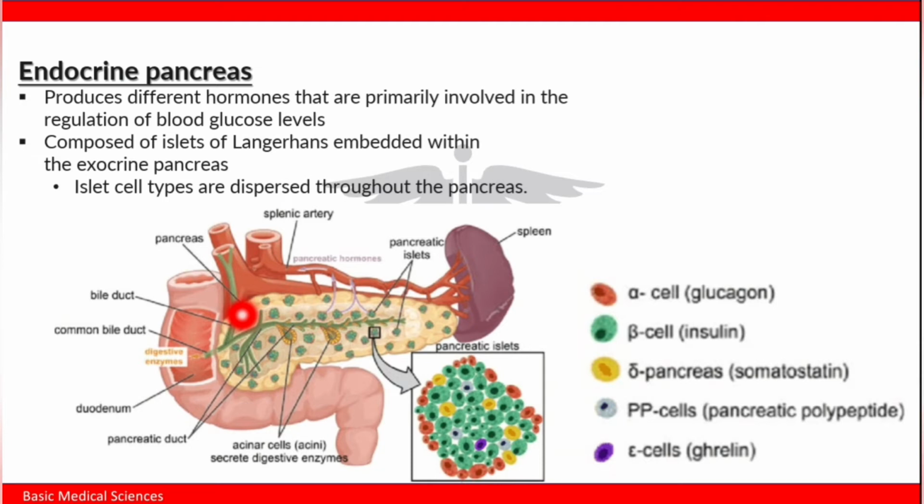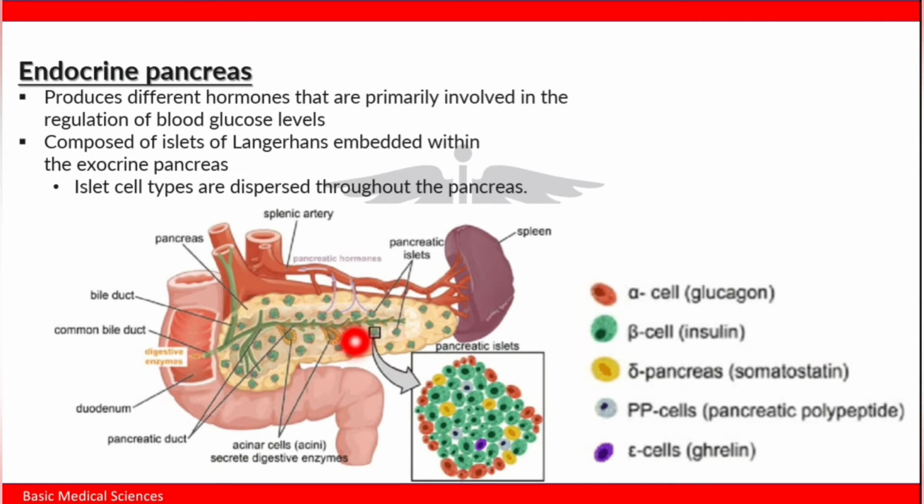Let's talk about the endocrine pancreas. This part produces different hormones that are primarily involved in regulation of blood glucose levels. It is composed of islets of Langerhans embedded within the exocrine pancreas. The islet cell types are dispersed throughout the pancreas, as you can see here, right?